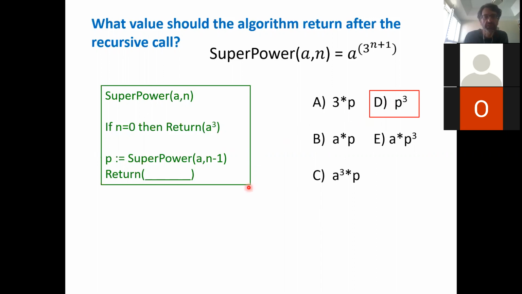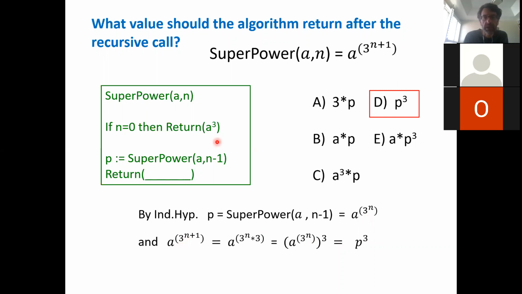Okay, so let's look at the derivation together. By inductive hypothesis, the recursive call gave you the correct value. And how do I get this from here? Well, I can represent this as 3 to the 3n times 3, because 3 to the n plus 1 is 3 to the n times 3 to the 1, where I sum up these exponents. And now I can take the 3 out and represent it in this way, because it's sequential operations of exponentiation. It's a to the 3 to the n, and the result exponentiated to the 3. So that's p cubed.